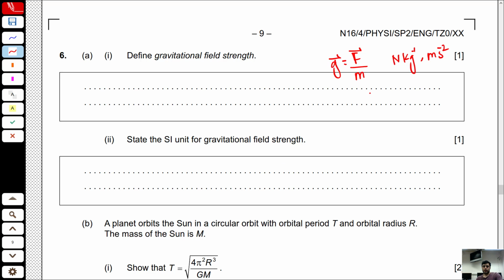SI unit, as you can see, the unit for force is Newton, and in the denominator we have mass, which is in kg. When kg goes up, it becomes -1. So Newton per kg, you can use either this, or you can use acceleration, because you know that g is also equal to 9.81 meter per second square. So the acceleration is also a unit for gravitational field strength. Gravitational field acceleration, gravitational field strength. You can use any one.